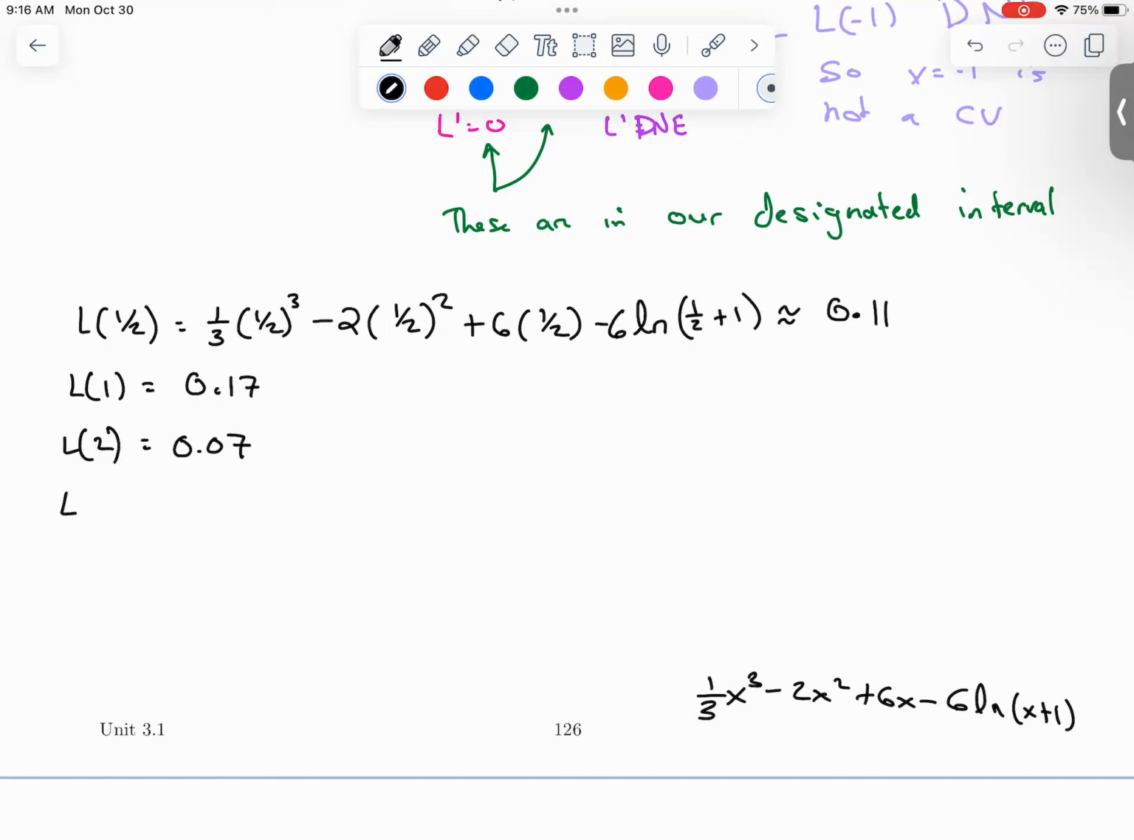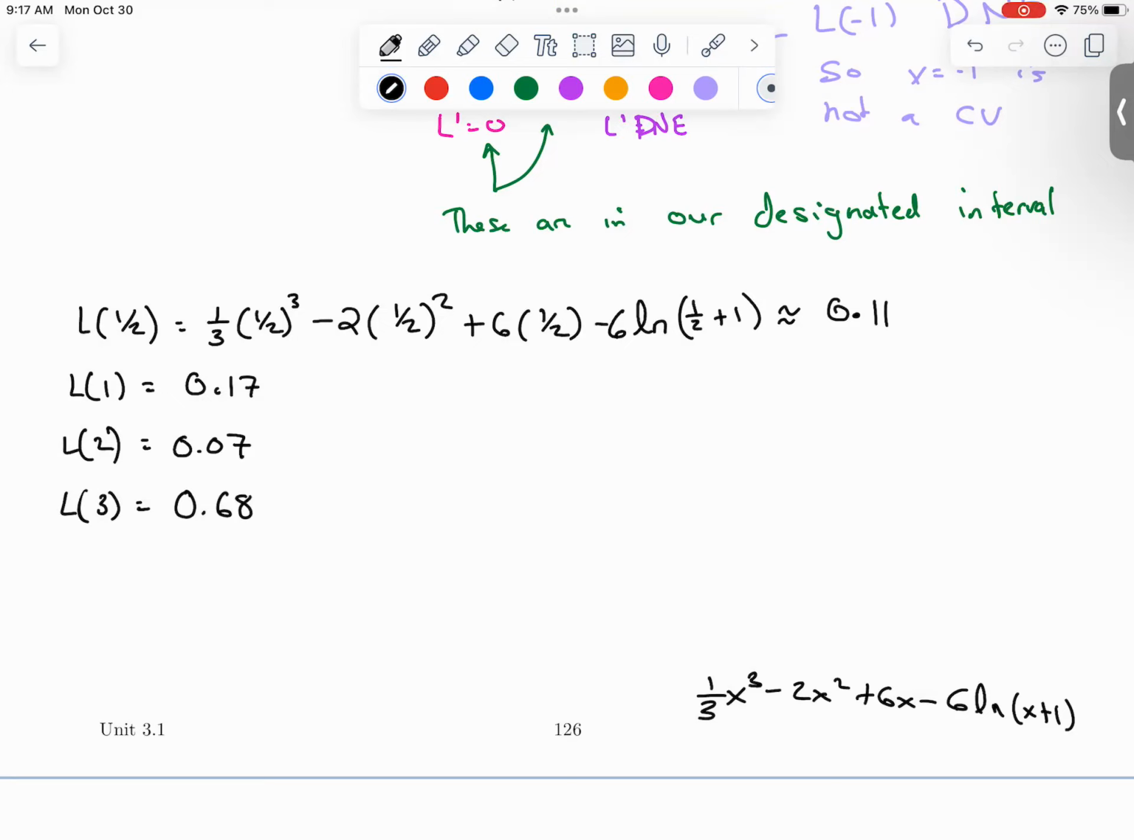And last but not least, L of 3, because that's our second endpoint. Thank you for bearing with me. That'll be natural log of 4 then. Is 0.68.